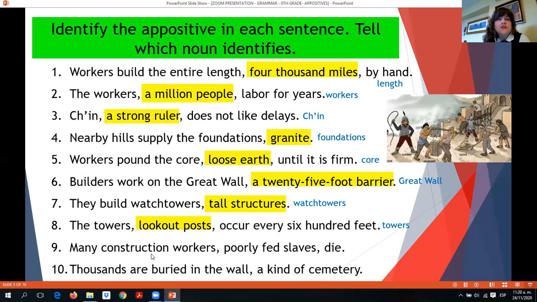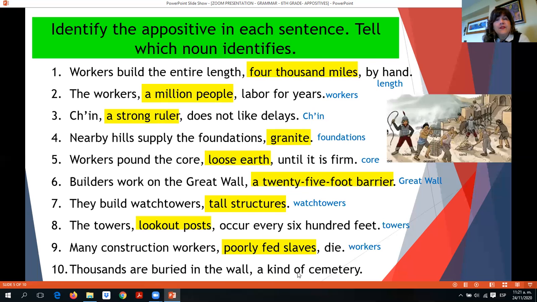Number 9, many construction workers, poorly fed slaves, die. Poorly fed slaves is the appositive in this case, describing the workers. Workers is the noun. Number 10, thousands are buried in the wall, a kind of cemetery.